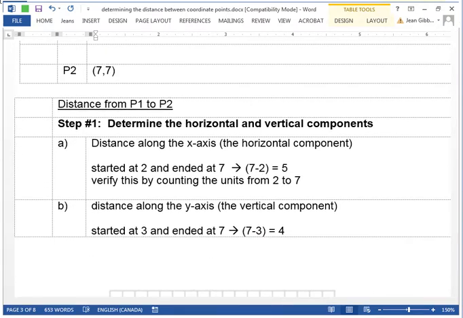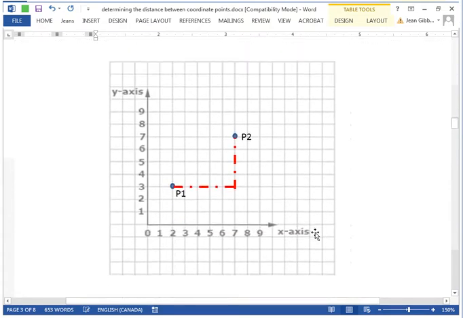Now, let's find the distance along the y-axis, which is the vertical component. Starting at 3 and ending at 7, we would get 7 minus 3, which is 4. Now, we've plotted it on our point. You can see how far we've gone over, 1, 2, 3, 4, 5, and we've gone up 1, 2, 3, 4. We verify our answers.